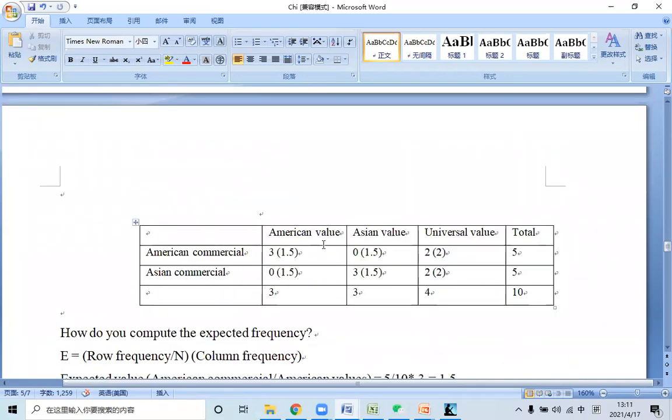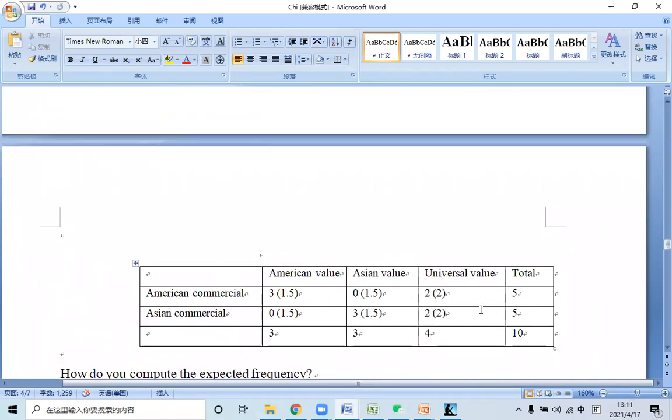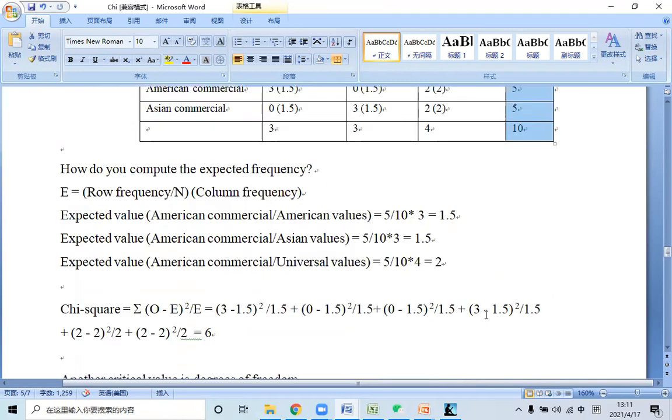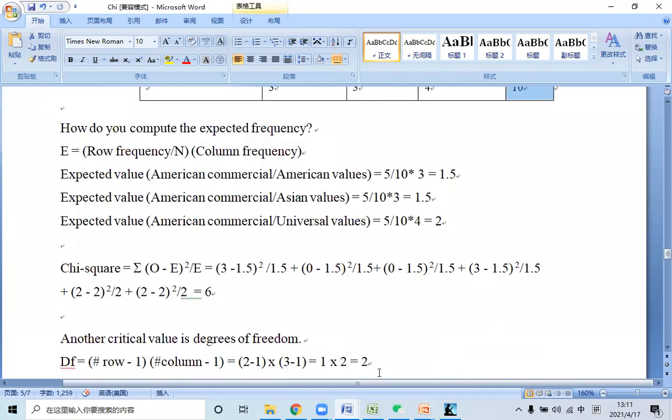Number of columns: 1, 2, 3. You have 3 columns. And you don't take the total. Forget about the total. That's 3 minus 1 degrees of freedom. And you take the difference and multiply them. So the degrees of freedom is 2. Altogether, you have 2 degrees of freedom. Now you look for the cutoff.